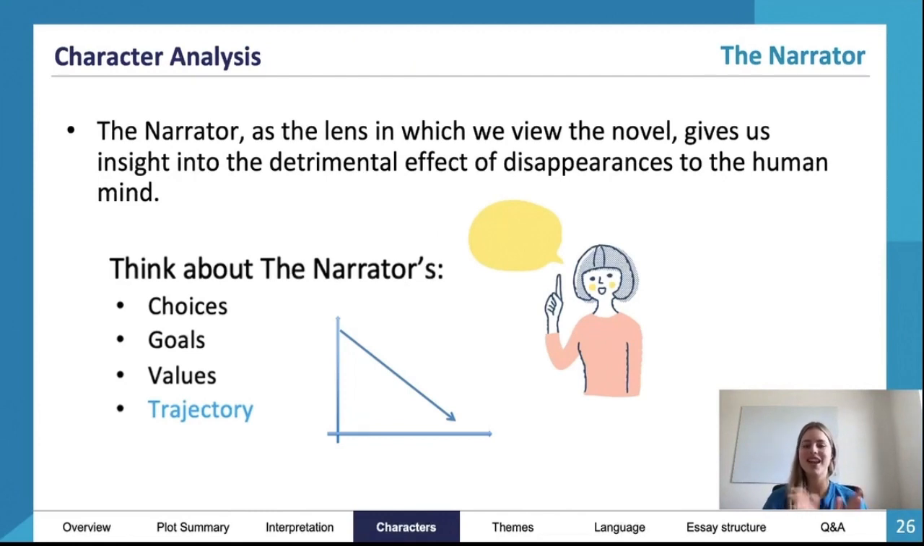Perfect. Amazing. Moving on to character analysis. So we don't have any idea what the characters look like, but I've included some little images throughout here.